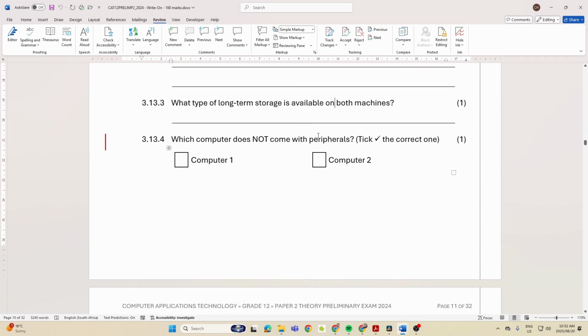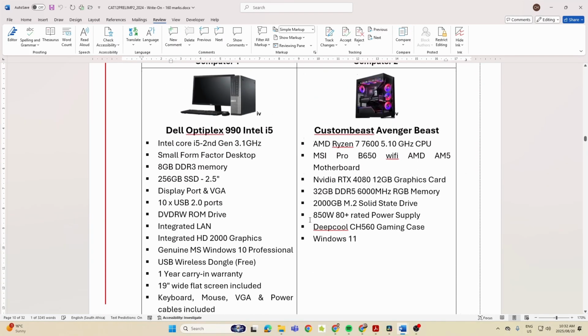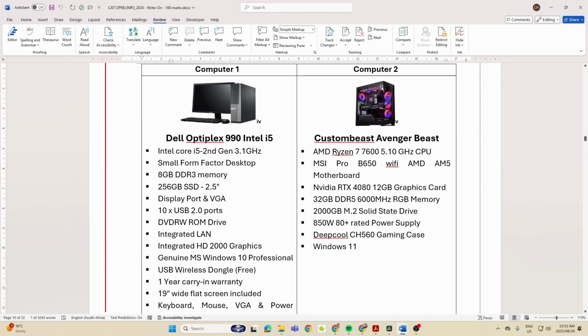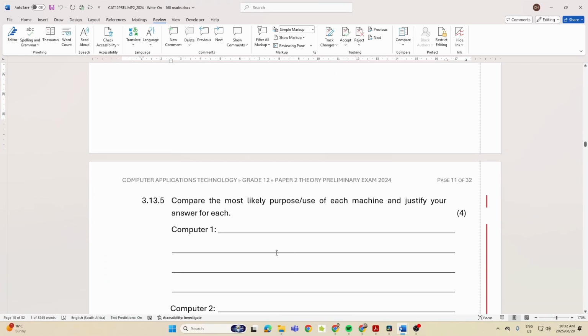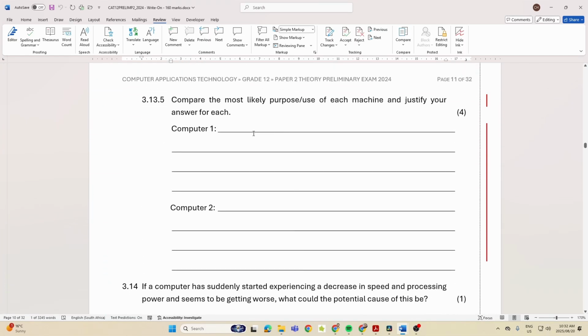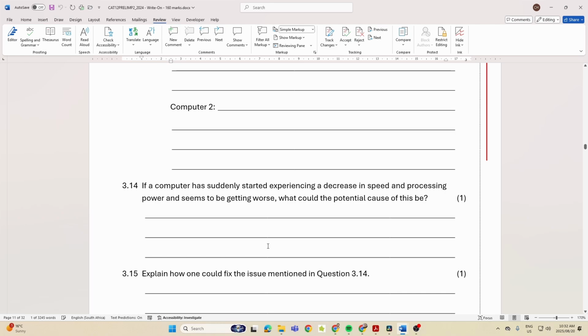All right. Then they talk about peripherals. Will one come with peripherals? The other one doesn't. This one, it's just the tower. Right? It's just our system unit. Whereas here we've got our system unit with a screen, keyboard, mouse. These are all peripherals that we have over here. So this one comes with those peripherals. Then they wanted us to compare the machines again.